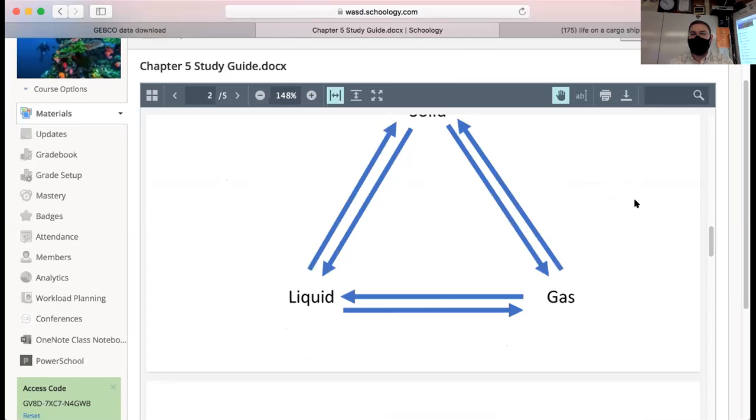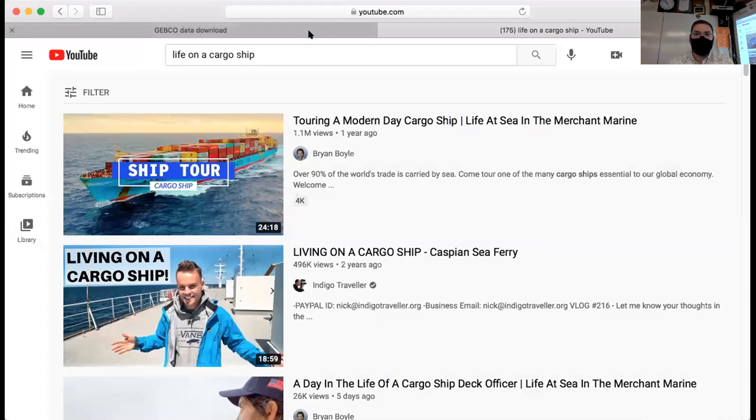All the diagrams in the study guide are in color if you view them on Schoology.